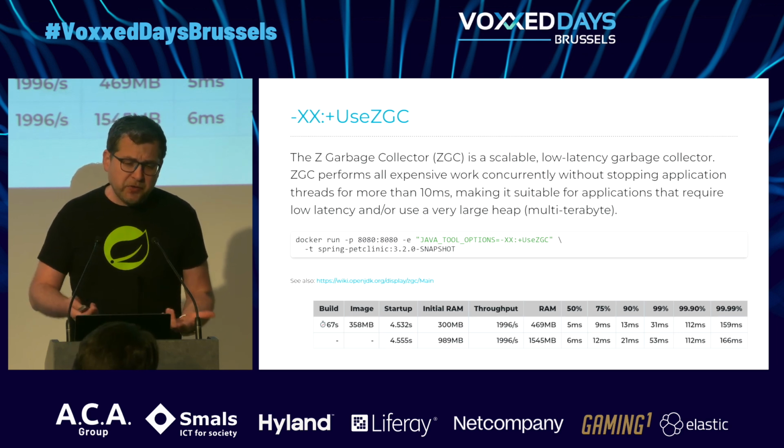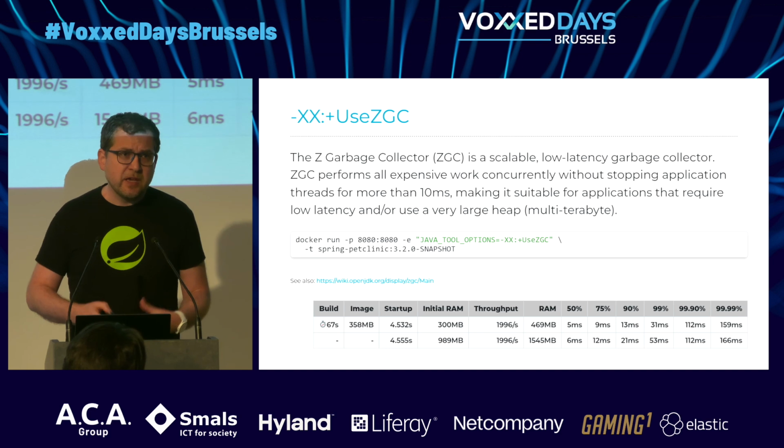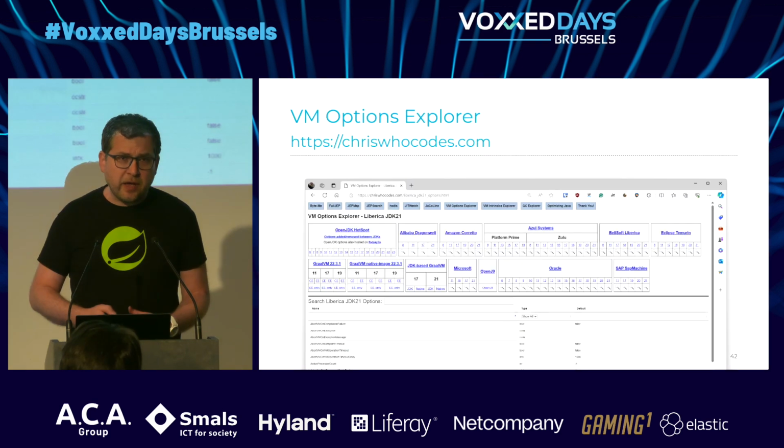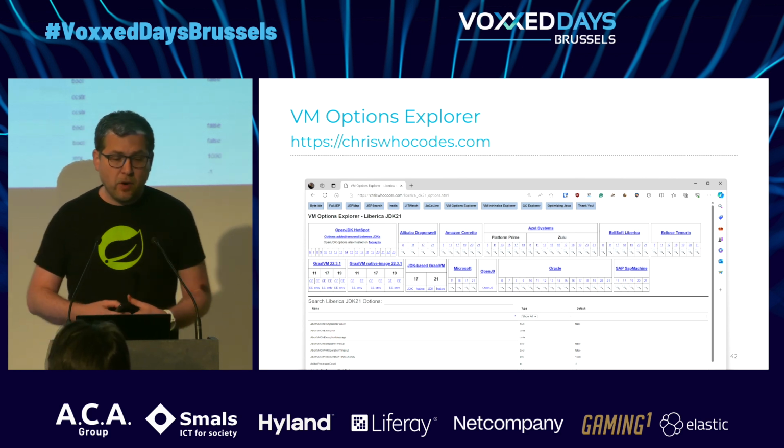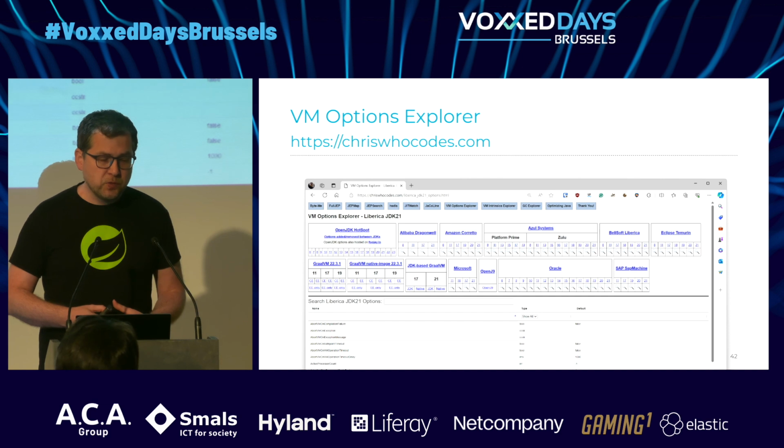So what I want to say is, yes, you can use some parameters, but what you have seen is the default parameters provided, and also with this Java memory calculator, they're already very good. So I was kind of surprised. If you want to have a look at more parameters, there is a very nice tool which is called the VM Options Explorer by Chris Newland.